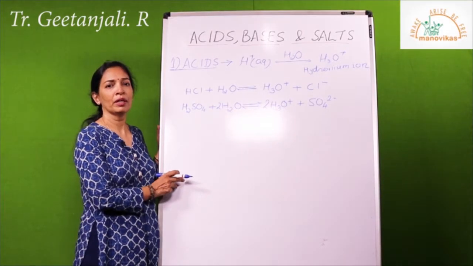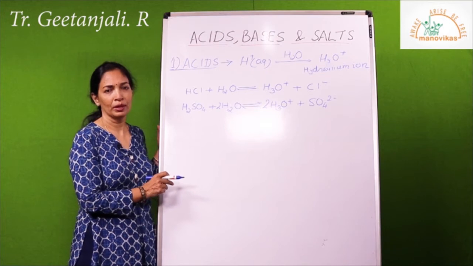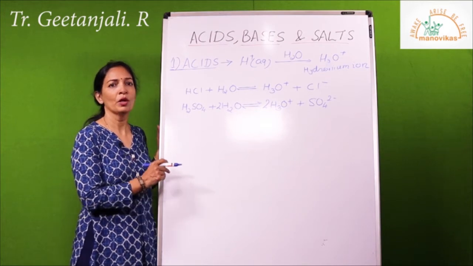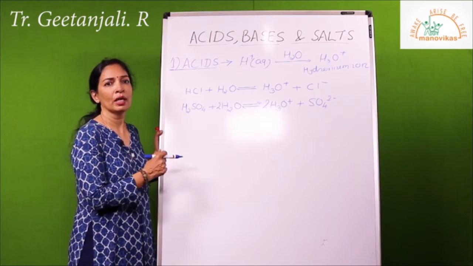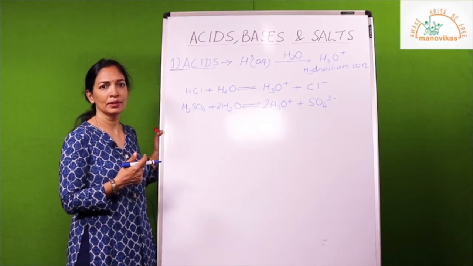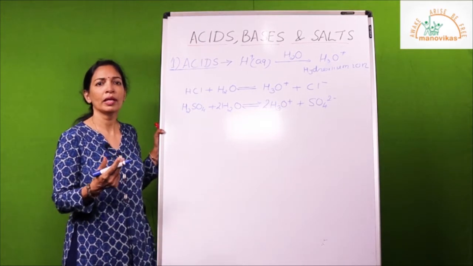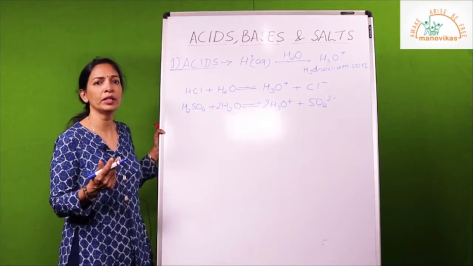Hello students, today we are starting the chapter Acids, Bases and Salts. In this chapter, first we will discuss what is an acid. You have studied in lower classes about acid. Now acid is a compound which when dissolved in water furnishes hydronium ion.